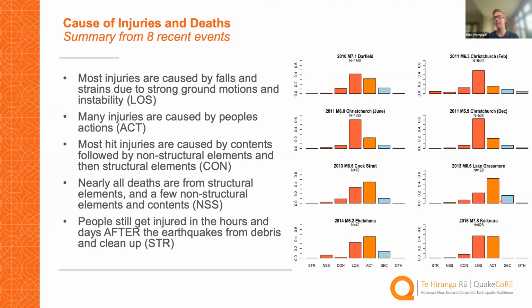We also see that there's a significant number of injuries that occur after the shaking. So a lot of people are getting injured in cleanup or moving through their house after damage has occurred. But I guess what's surprising about this is that falling and straining from loss of stability and action-related injuries are really driving the larger number of injuries. And we'll dive into that a little bit more with the Christchurch event.